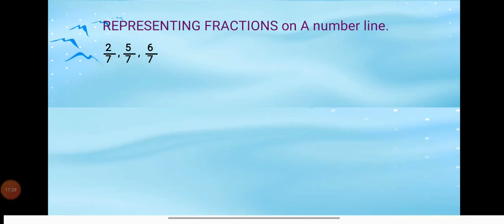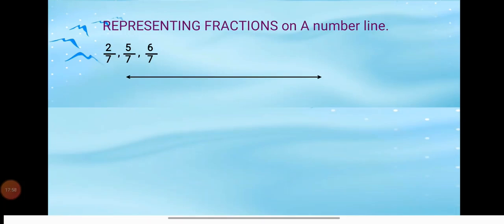Numerator is smaller than the denominator. Similarly, for 5 by 7, the numerator is smaller than the denominator. 6 by 7, the numerator is smaller than the denominator. And I'm sure you have guessed it right. It is a proper fraction. So let us represent these 3 fractions on a number line.